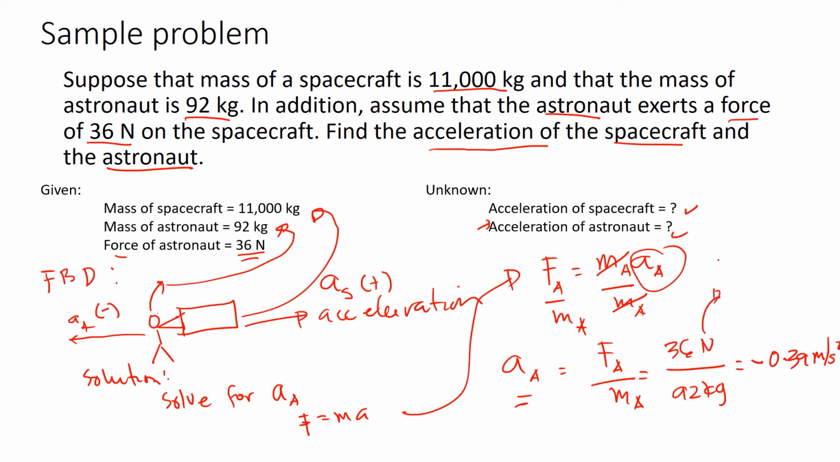Why? Because newtons is equal to kilogram times meter per second squared, and this is divided by kilograms. So you cancel out kilogram to kilogram, so the remaining unit is meter per second squared. That is why the unit for acceleration here is meter per second squared. So the answer, the acceleration of the astronaut is equal to negative 0.39 meters per second squared.